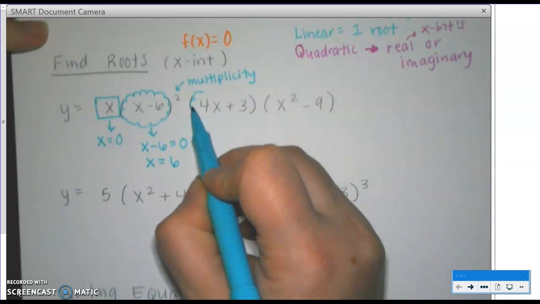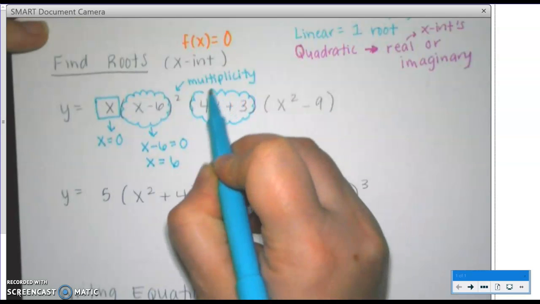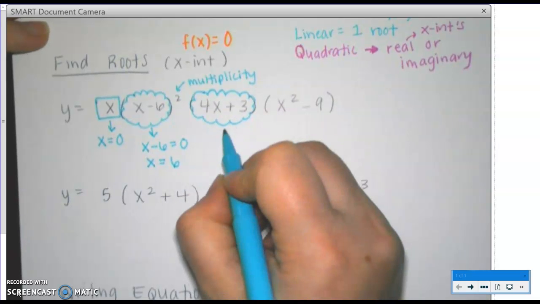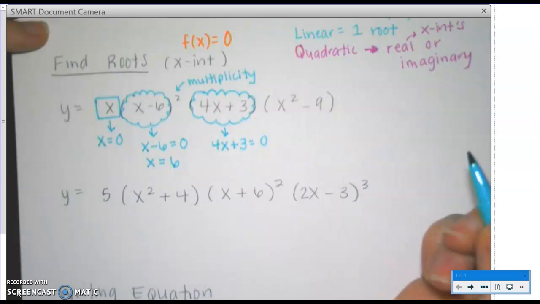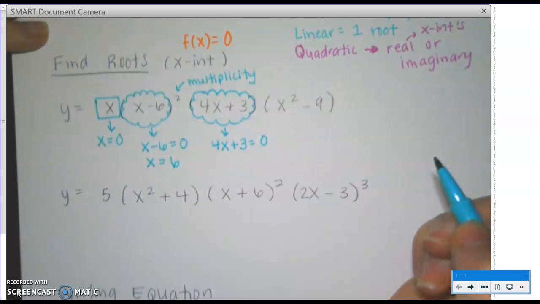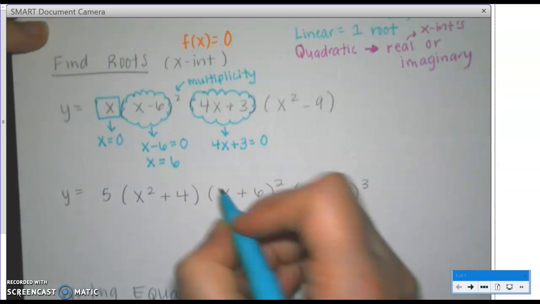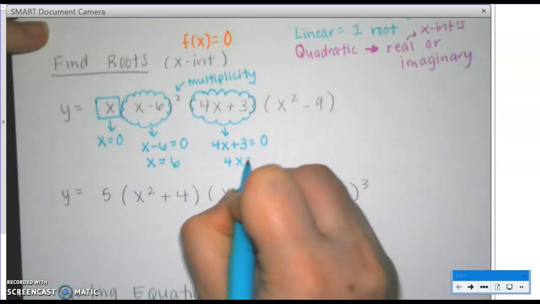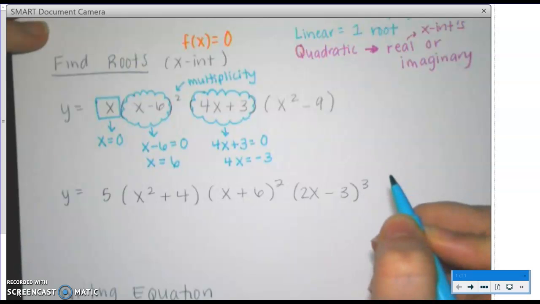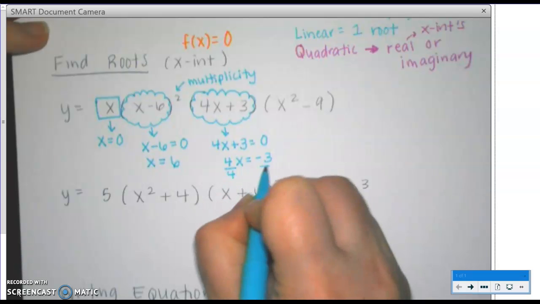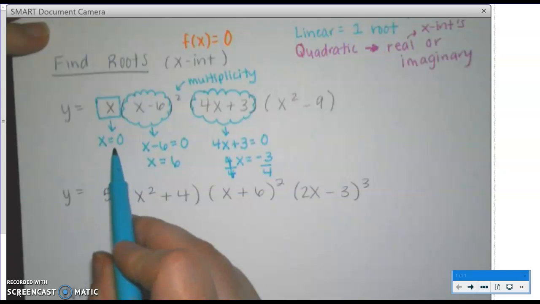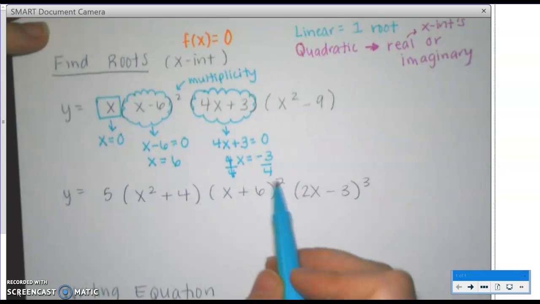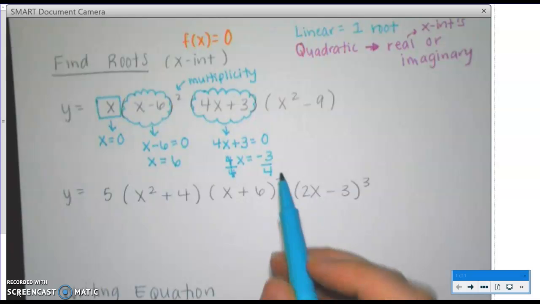All right, my next factor, that's also linear. Same thing, I'm going to set it equal to 0. Get x by itself, so I would have to subtract 3 on both sides and then divide by 4. So there's another x-intercept. So far I have 3 x-intercepts. I have one at 0, one at positive 6, and one at negative 3 over 4.